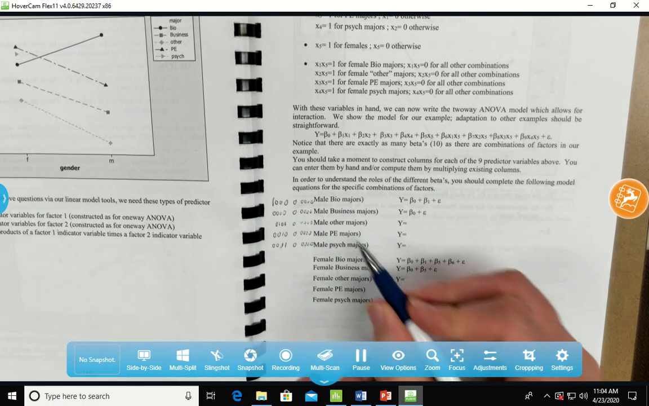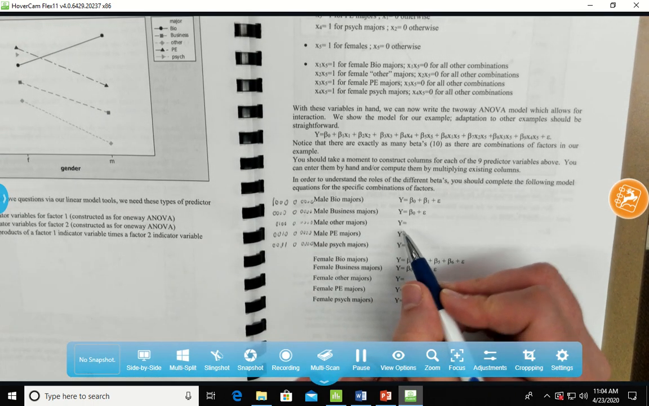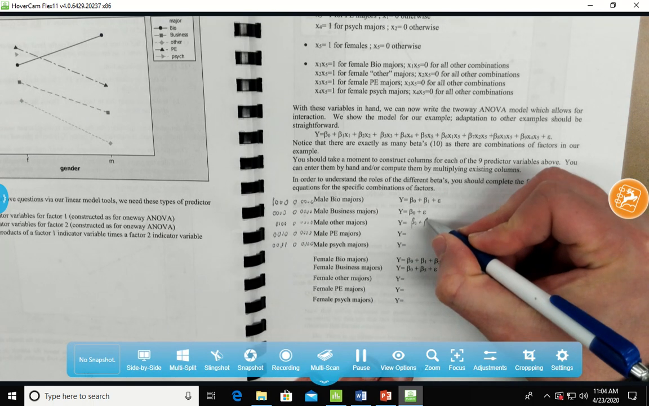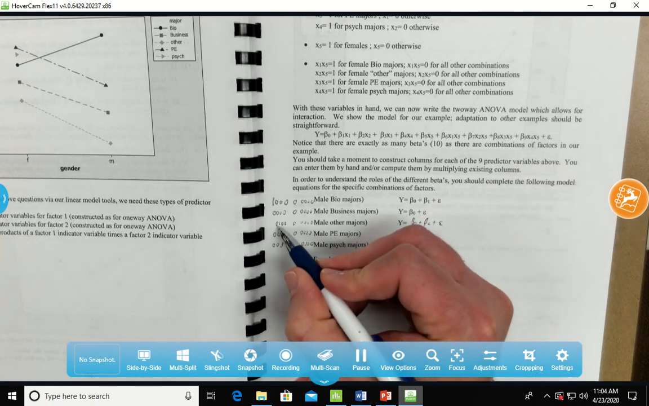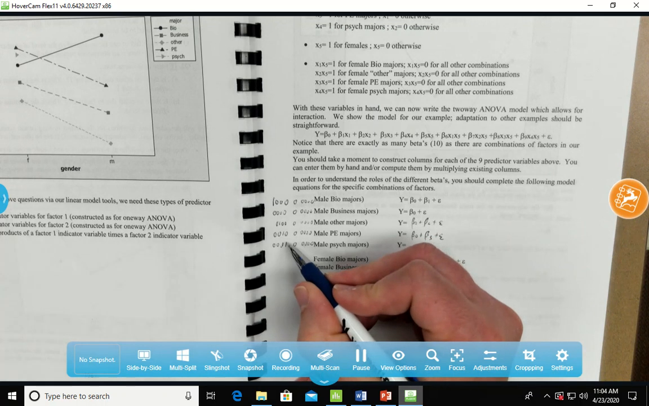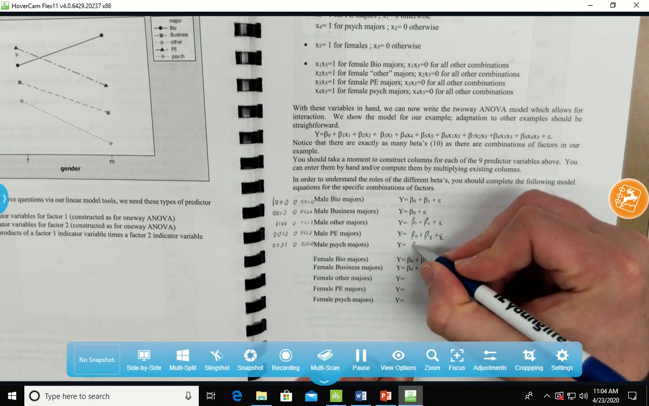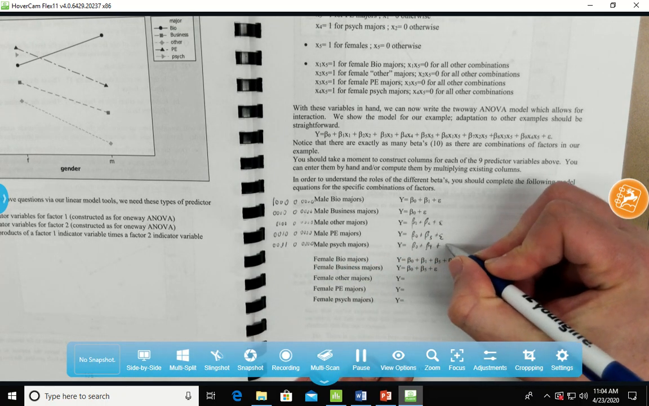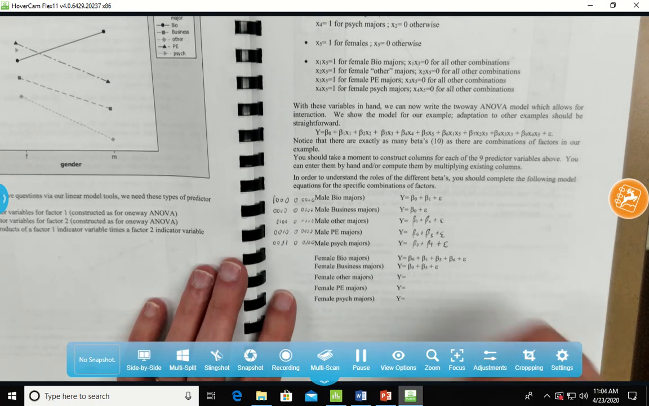And so if we take a look at what we would have right here, we'd have beta naught plus beta 2 plus epsilon, beta naught plus beta 3 plus epsilon, and then finally beta naught plus beta 4 plus epsilon. Now the females will be slightly different.